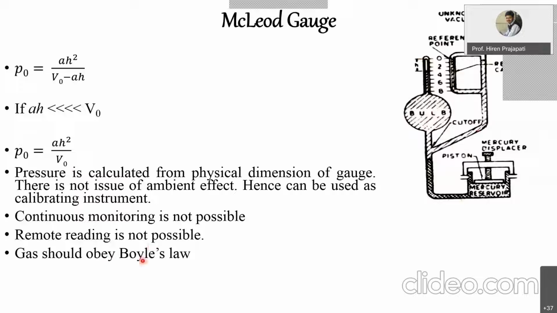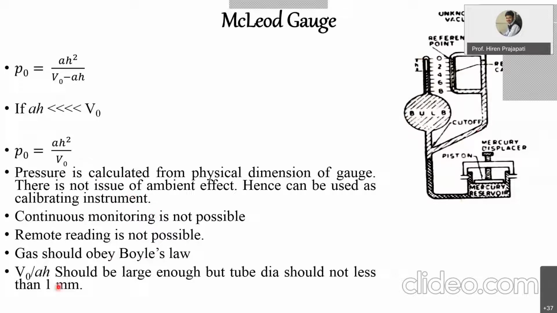The gas should obey Boyle's law, because that is the main assumption behind this derivation. And V0 by AH should be large enough, but the tube diameter should not be less than 1 mm, just to avoid the capillary effect, right? So these are some important points or limitations of this McLeod gauge.